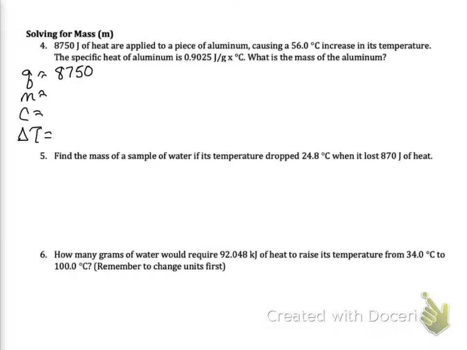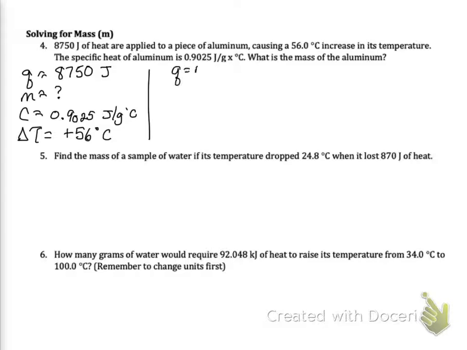so that's my Q, are applied to a piece of aluminum that caused a 56 degree increase in temperature, what is the mass of the aluminum? And we are told that the specific heat is 0.9025 joules per gram degree Celsius.